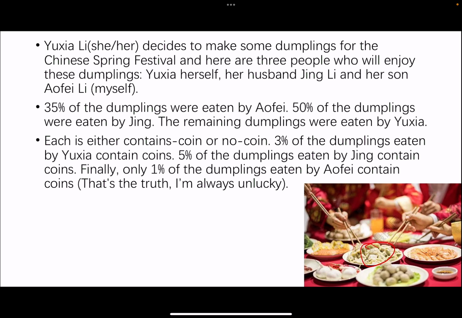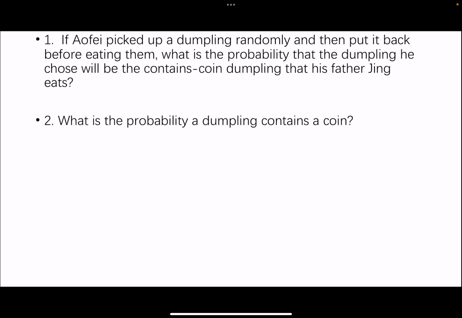That's the truth. I'm always the lucky one. I think it's just like our grades in daily assignments. And eating a dumpling that contains a coin is also a Chinese tradition. It means that the person who gets a coin dumpling will be very lucky in the new year.